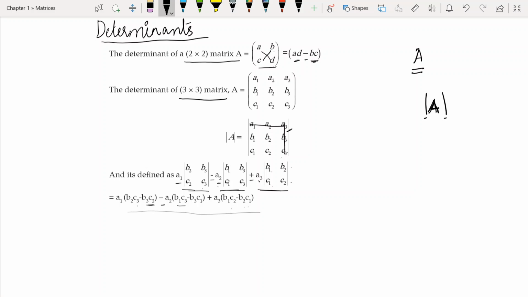In between is a minus symbol. This is a plus symbol. The first one is obviously a plus symbol. Are we clear? So let us try a problem now. Let's try question number 9 from the exercise.